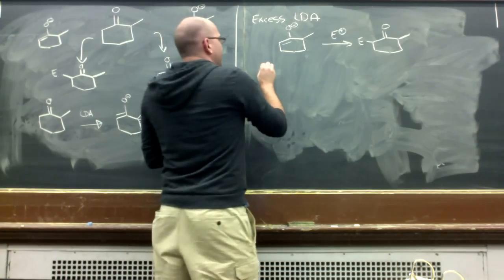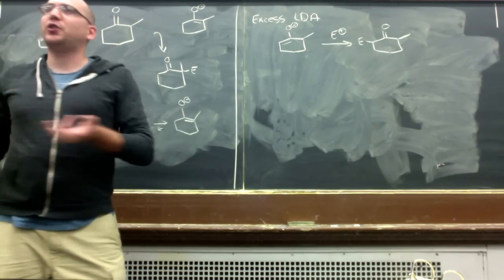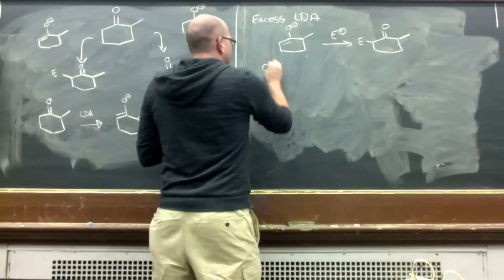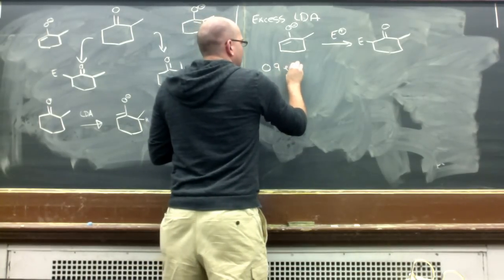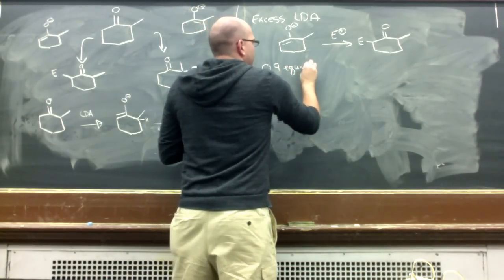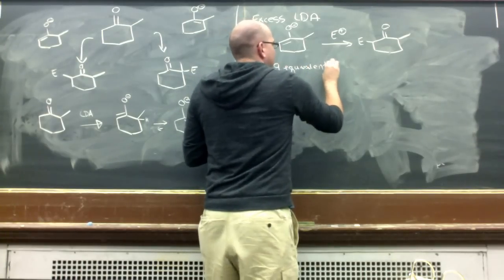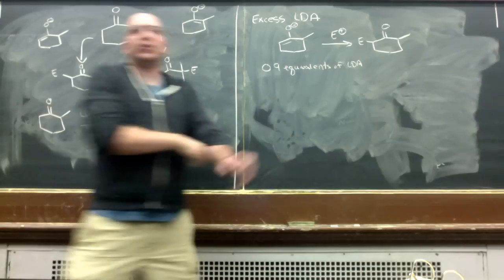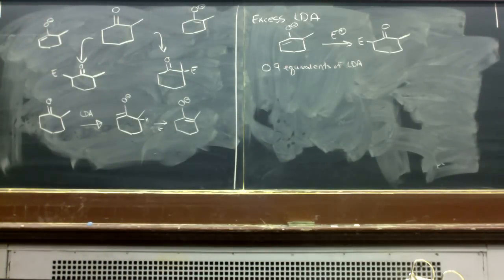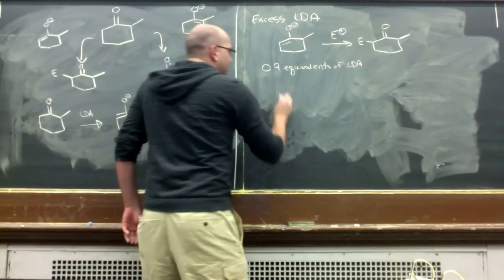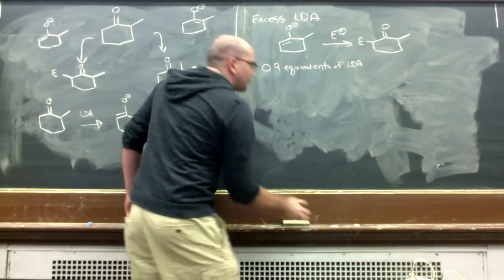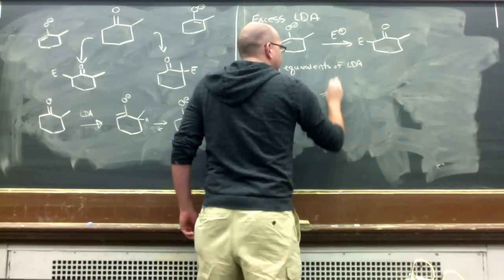If you have substoichiometric LDA, so let's just pretend like 0.9 equivalents, okay, some amount where there's a little bit of excess ketone going on in there, what's going to happen is you're going to now begin to allow this type of equilibration to take place.